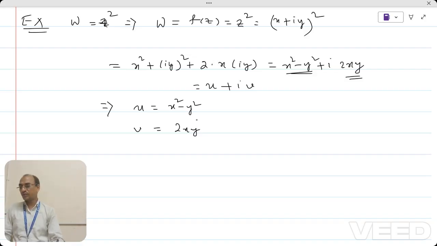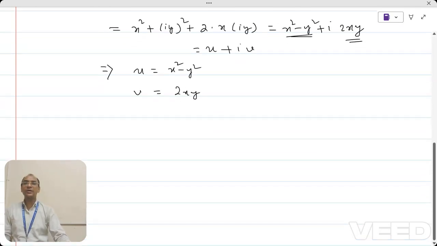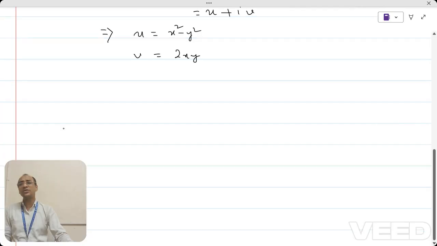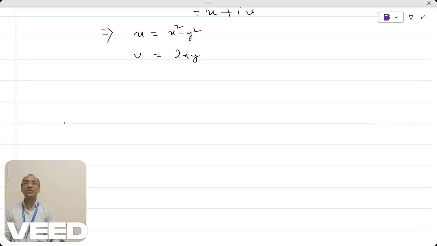Now, if it is a simple function y equal to f of x, we can have continuity, differentiability, all those things. Similarly, for the complex function also, we can have continuity, differentiability. So to define analyticity, we need the continuity as well as differentiability of the function. So let me give you the definition of continuity of a complex function.